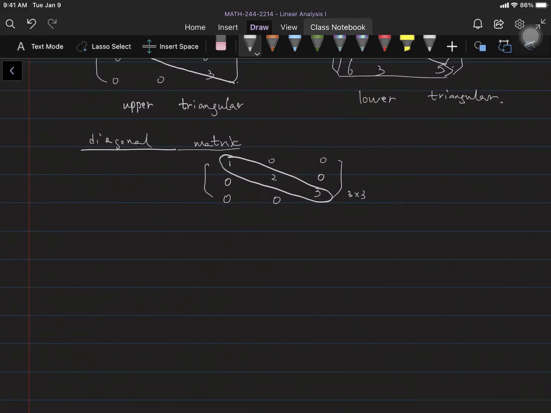Okay, diagonal matrix. And a quick review: what's the trace for this one? 1 plus 2 plus 3 should be 6, right? Trace. And in this case, for the diagonal matrix, sometimes we just write it this way, diag(D1, D2, ..., Dn). That means a diagonal matrix is given only by its diagonal elements. Here the Di are the diagonal elements, like a_ii.